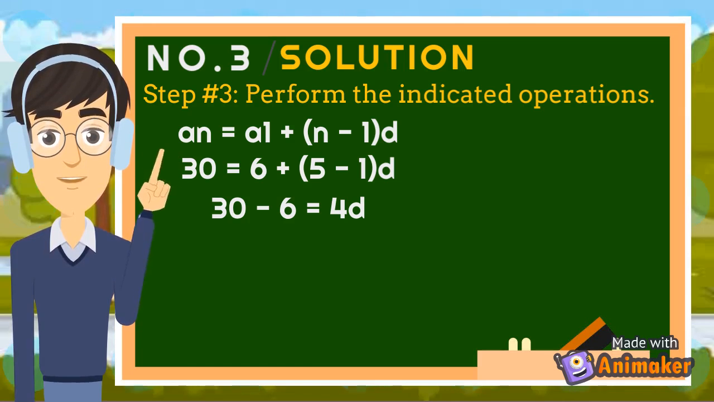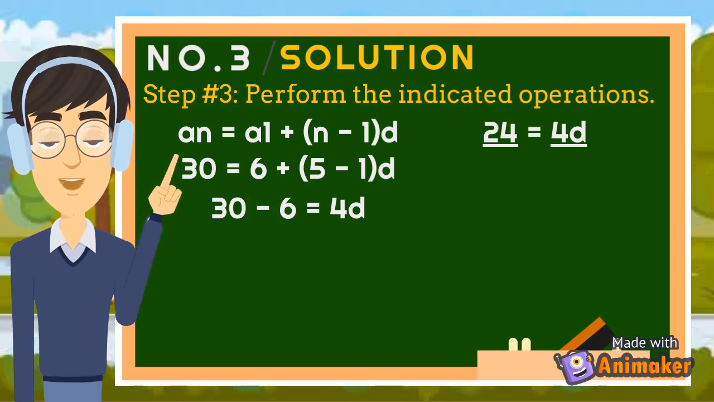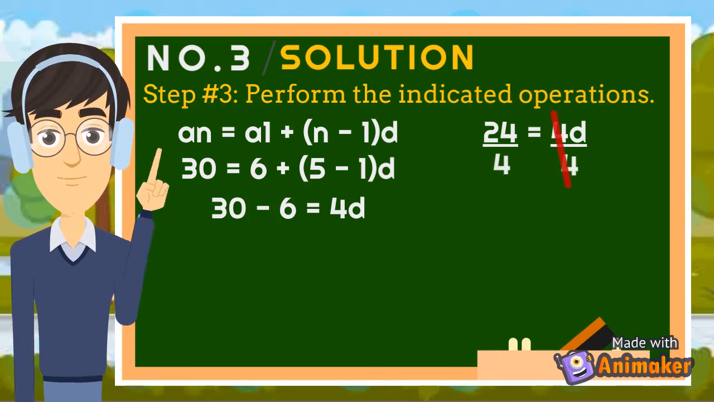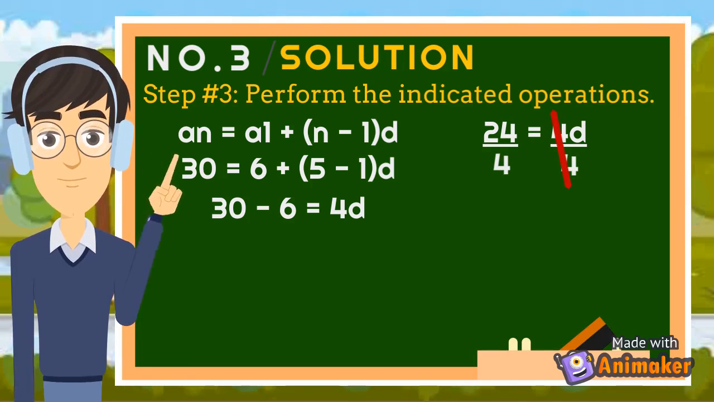This time, we will subtract 30 by 6, and the result is 24, which will also give us the equation 24 equals 4d. For the final step, we will divide both sides by 4 in order for us to get the value of the common difference. Therefore, our common difference is 6.